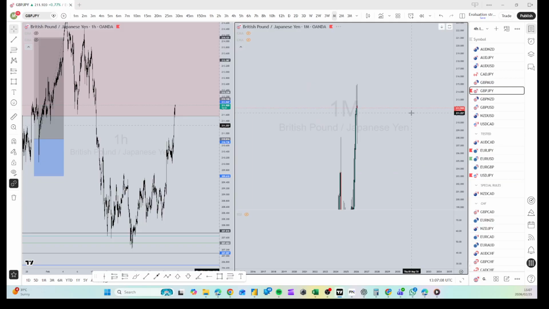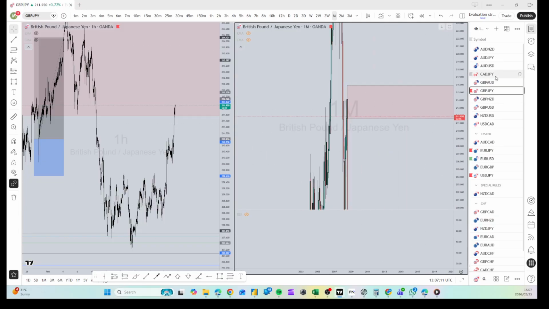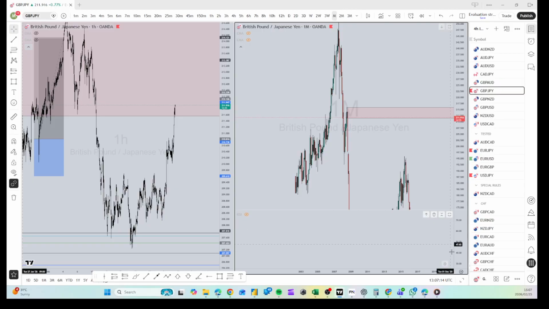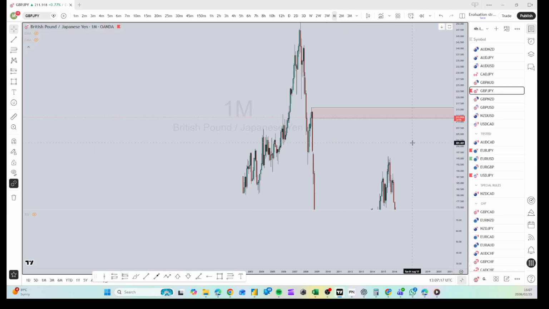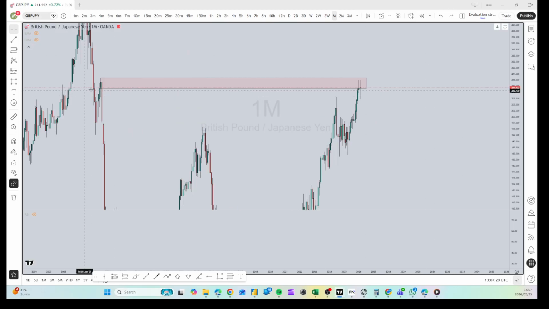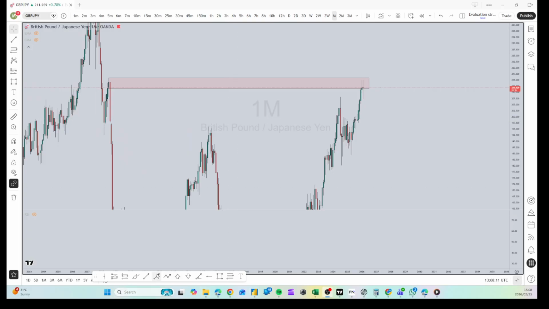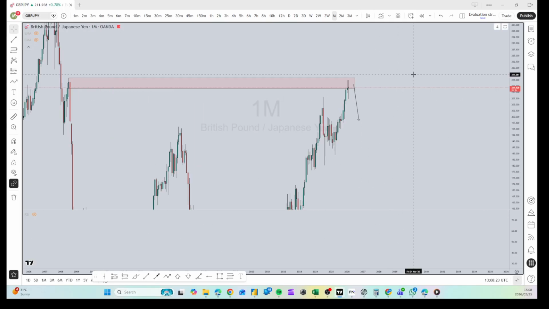On the pound, if we go on the monthly, guys, we can see this was a very strong monthly level. This is a very nice supply level. From here, there's a high probability that we get a little bit of a retracement, maybe even up to this level here. Then if the market keeps continuing up, that's when we might get our continuation. But I'm anticipating that we're gonna get a little bit of a retracement right here before moving higher.